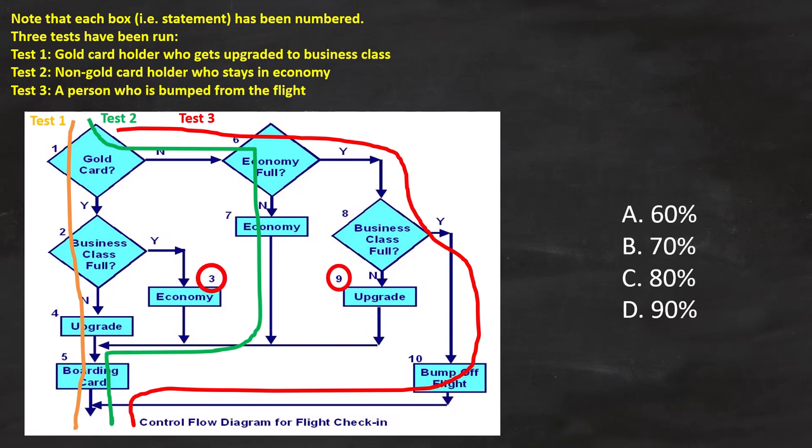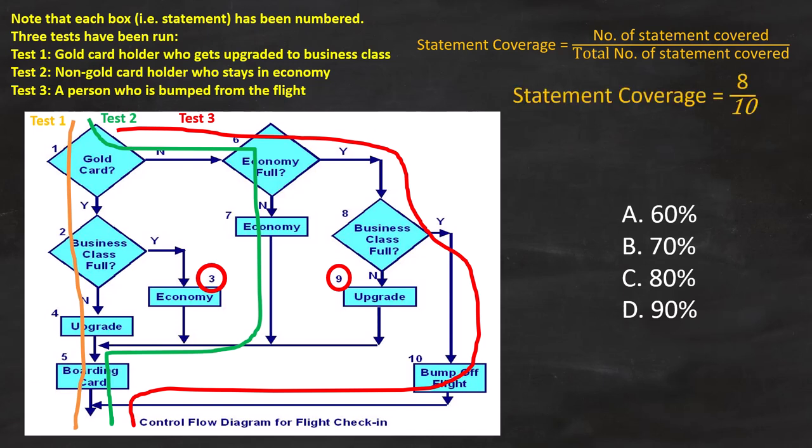As per the question, we have to find the percentage of statement coverage. And the formula for that is number of statements covered divided by total number of statements, multiplied by 100. That means 8 divided by 10 multiplied by 100, which gives 80%. So, option C is the answer.